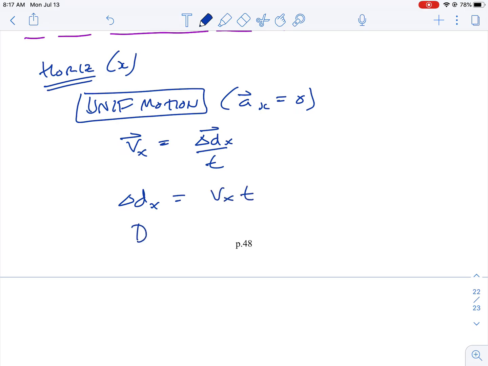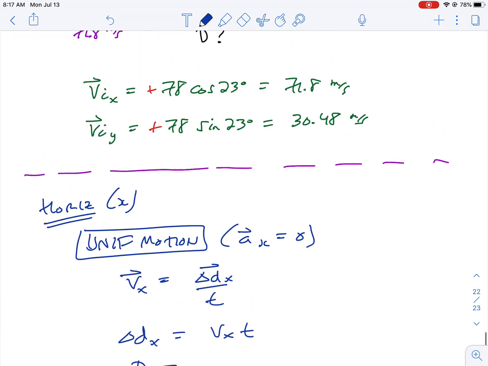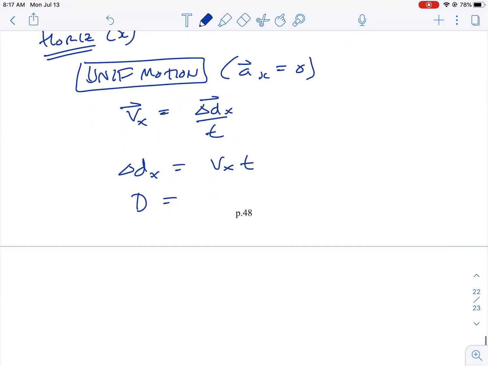So the big D will simply be equal to Vx, and we saw that Vx is 71.8. That stays constant all the way through. And we just have to multiply that by the time of the journey, and then we'll figure out the horizontal distance. But how do we find the time?